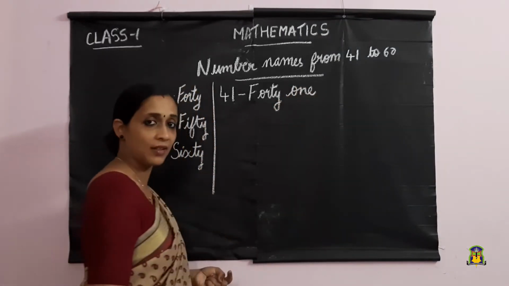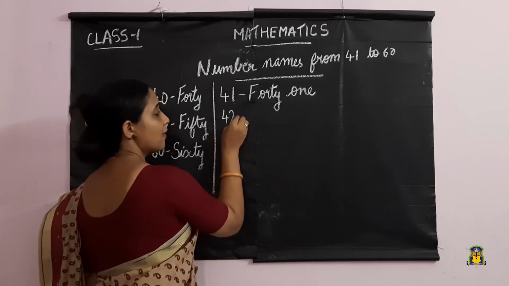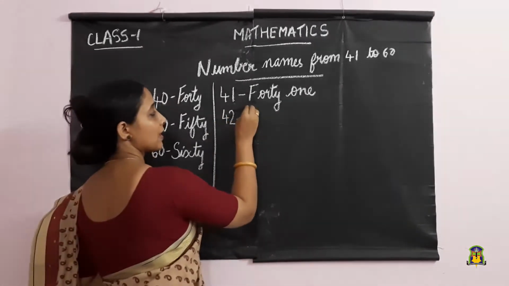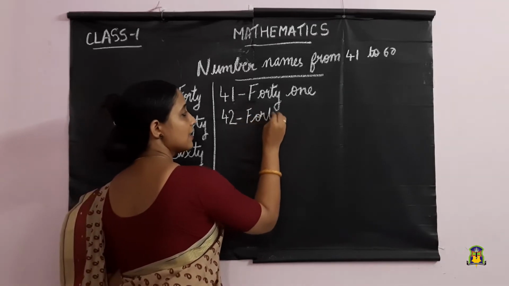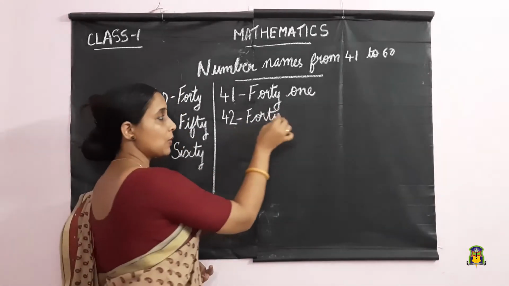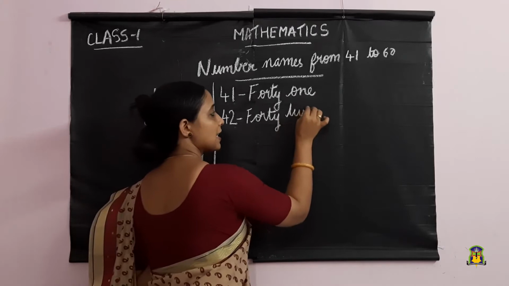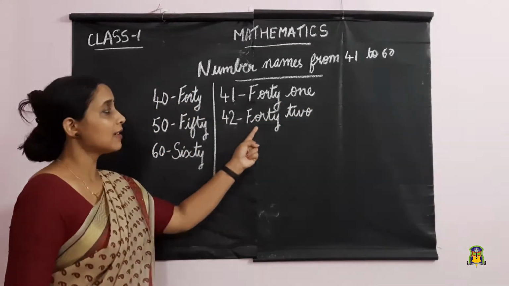O-N-E, 1, 41. Which number comes after 41? 42. F-O-R-T-Y, 42. Which number is this? 2. And how will you write 2? T-W-O. 2. 42.